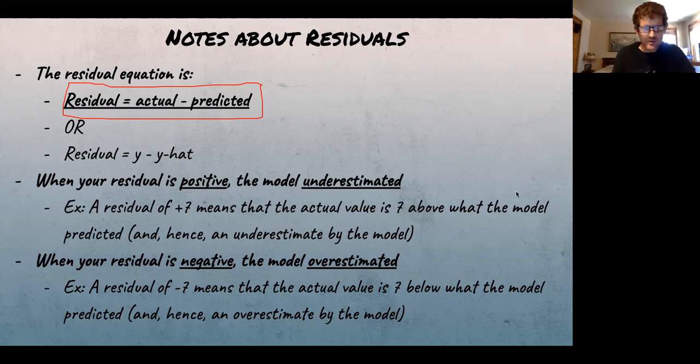Okay, so when your residual is positive, the model underestimated. So in context, it makes a little more sense. If you had a residual of +7, that means the actual value is 7 above what the model predicted, and therefore the model itself underestimated compared to the actual value. Now, the opposite is also true. Negative means it overestimated. So a residual of -7 means the actual value is 7 below what the model predicted, and therefore the model overestimated.